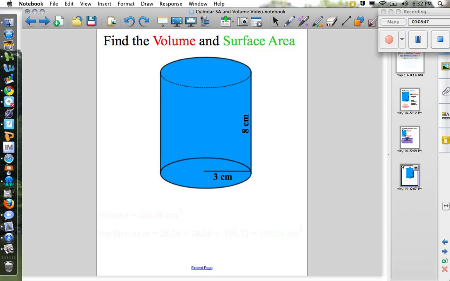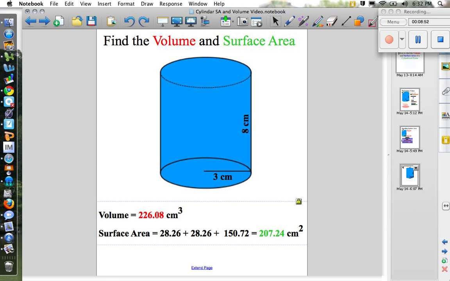Great. Now that you've all got this, you should have an answer with a volume of 226.08 cubic centimeters and a surface area of the top circle 28.6, the bottom circle 28.6, and the can itself, which unfolded, would be 150.72. Add those three together, you get 207.24.